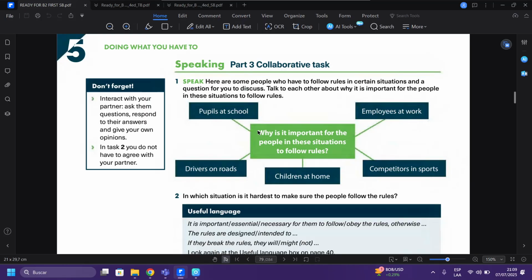Okay. You know how to do this, okay? You have 2 minutes to discuss all of these things by answering the following question: Why is it important for the people in these situations to follow rules? Remember that in this part, it is an interactive conversation, okay? If you don't talk to each other, and instead talk at the same time, your score will get lower. So it is important to have an interactive conversation. So please, go ahead.